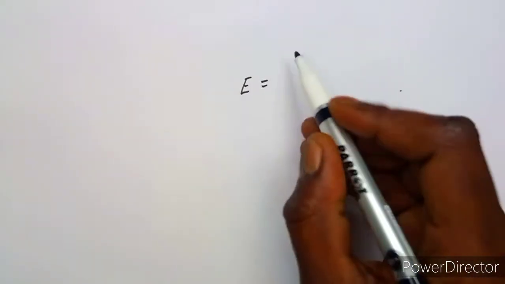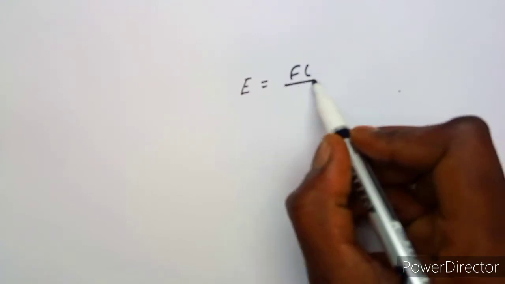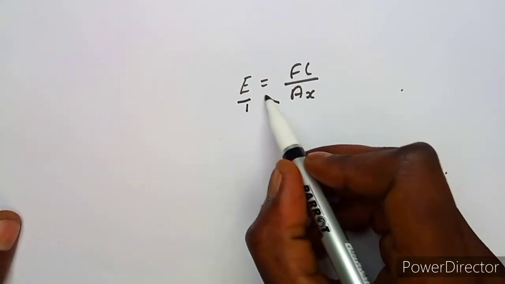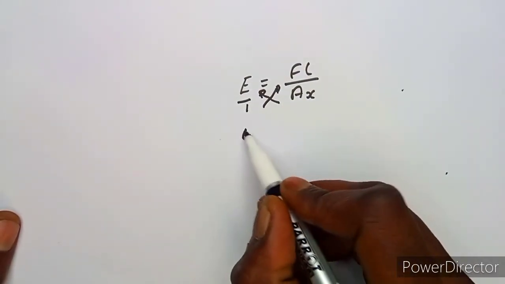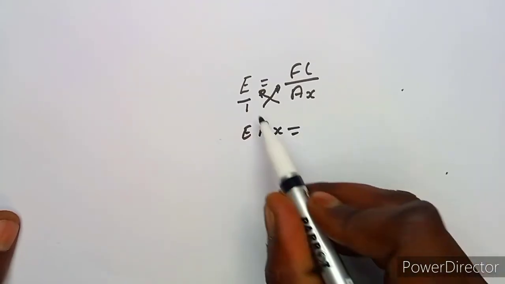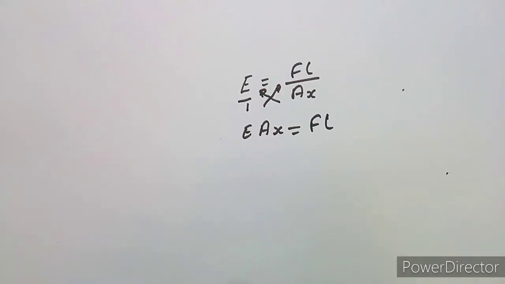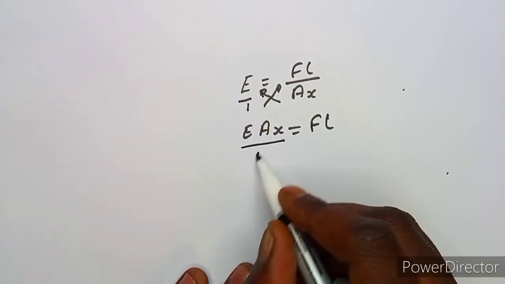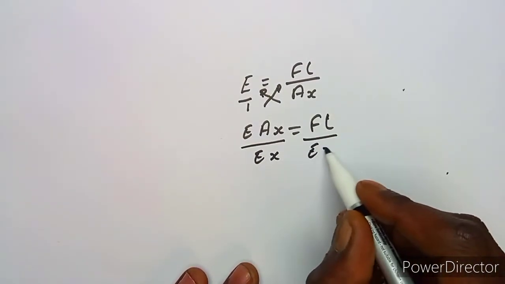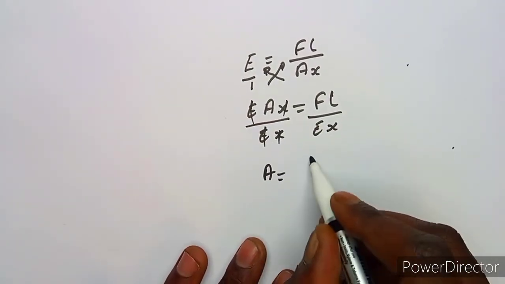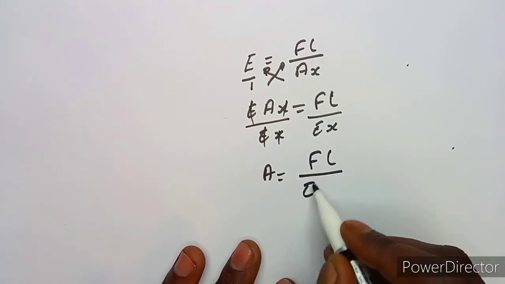Okay, so E, which is our Young's modulus, is equivalent to FL over AX. Okay, so let us make area the subject of the formula. Just cross multiply here. All right, so it's going to be EAX, which is equal to 1 times FL, which is FL. Remember, we want to make area the subject. So what are we going to do? Divide by EX on both sides. So this is going to cancel. So your area is equivalent to FL over EX.